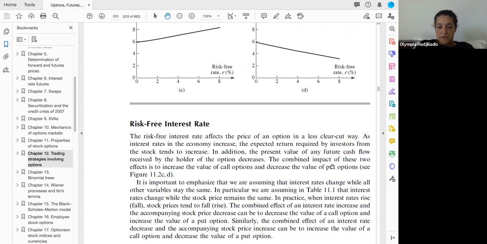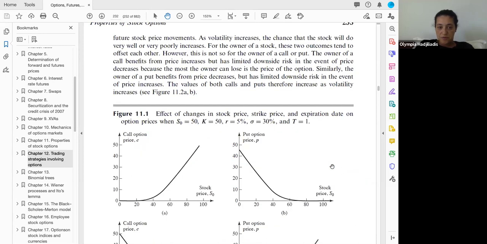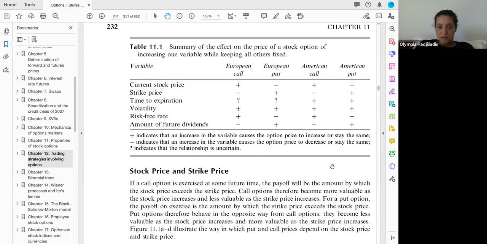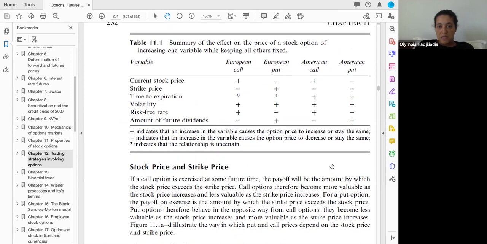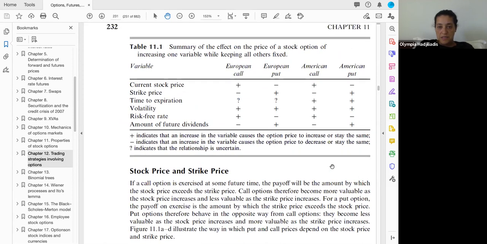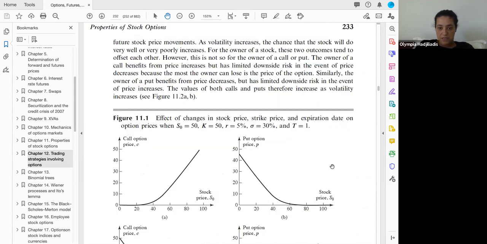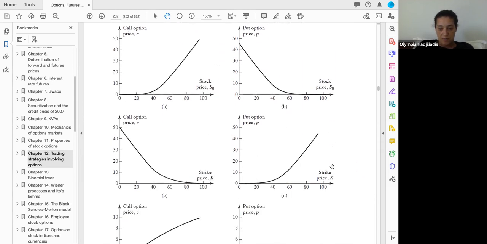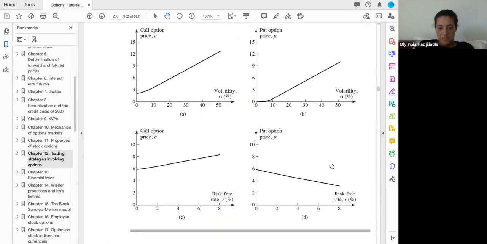It is important to emphasize that we are assuming that interest rates change while all other variables stay the same. In particular, we are assuming in table 11.1 that interest rates change while the stock price remains the same. So in here, we assume that everything else stays the same, and the risk-free rate is the only one that changes, but that's not what usually happens, as is explained in the next paragraph.